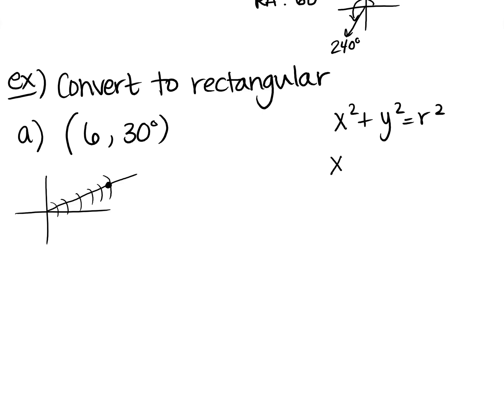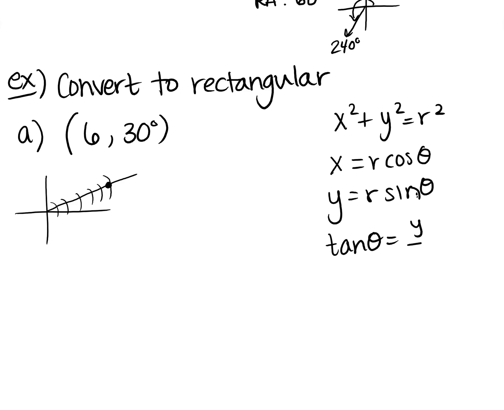What else do we know? We know x is r cosine theta. We know y is r sine theta, and we know that tangent of theta is equal to y over x. This tangent of theta equals y over x is really only used to find theta. I mean, you could use it for other things also, but when you are converting from polar to rectangular, these are the guys that you want to use, okay?